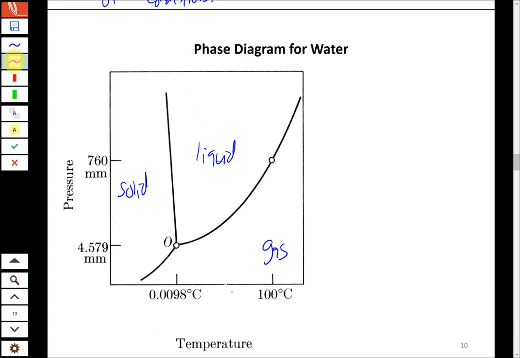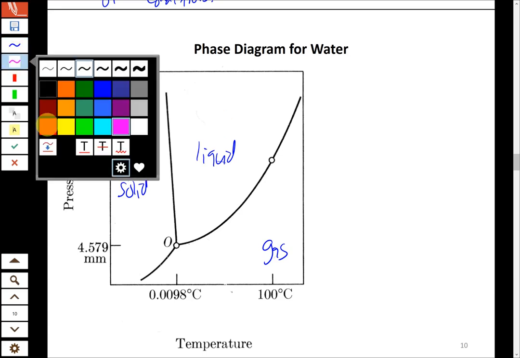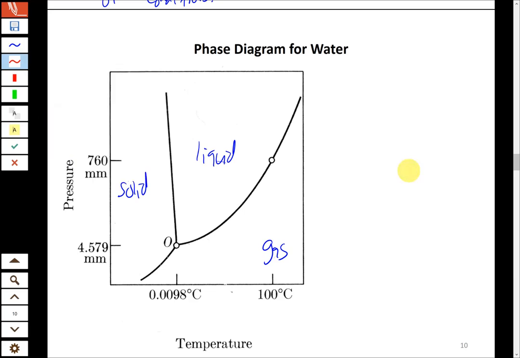So let's talk about some of the features of this diagram that we have. So here's the dividing line between solid and liquid. This line here is called our solid liquid line. It divides those two phases. So this allows us to predict the melting point at different pressures.